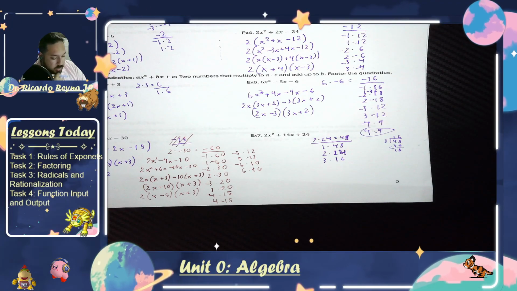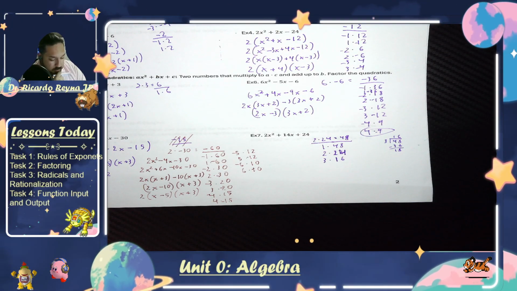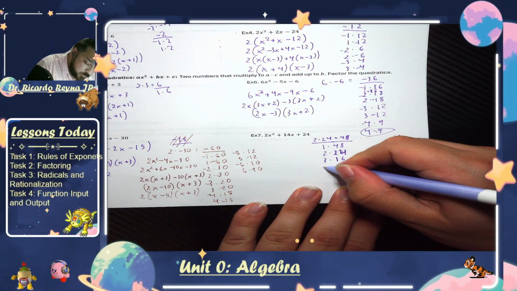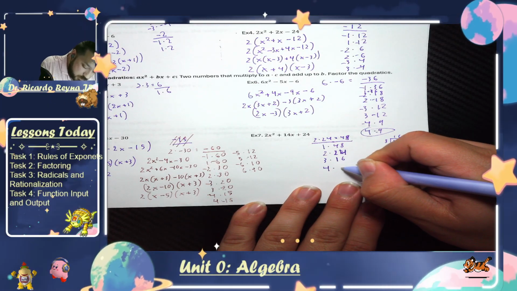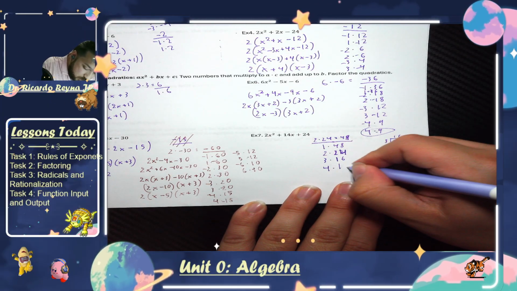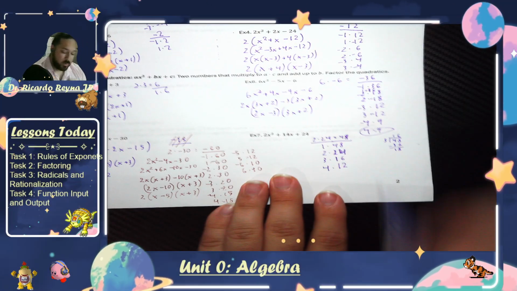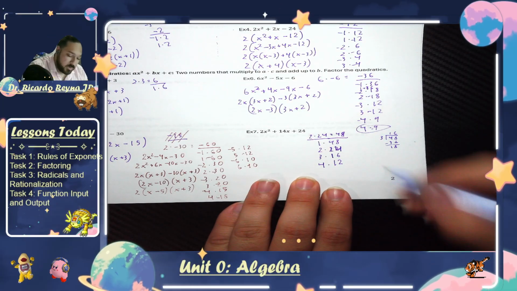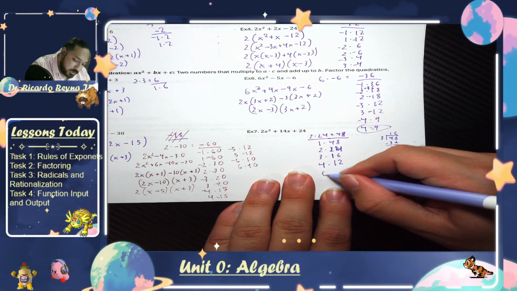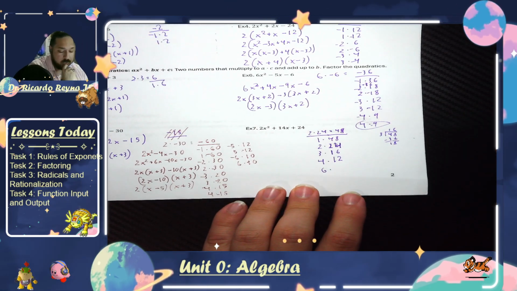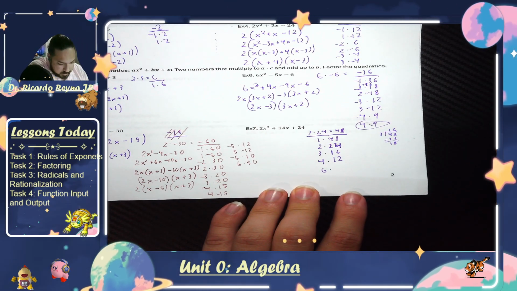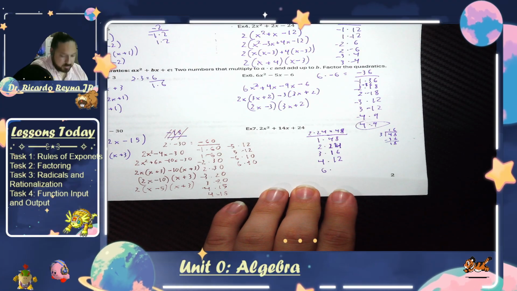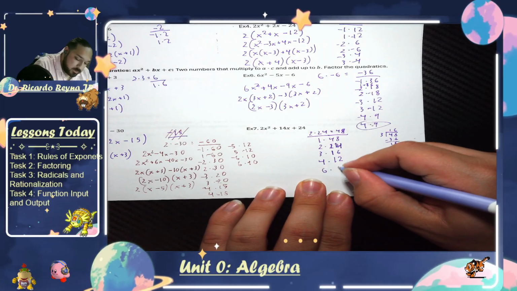So 3 times 6, we need to add up to 14. We got to keep going. Let's do 4 times. Now that's going to be 4 times 12. We don't have a 5. We do have a 6, I'm pretty sure. 6 times something will give us that. It's going to be 8.